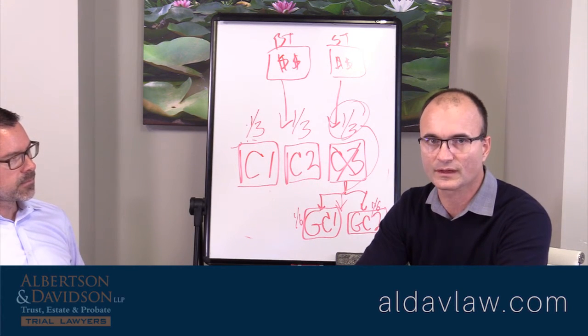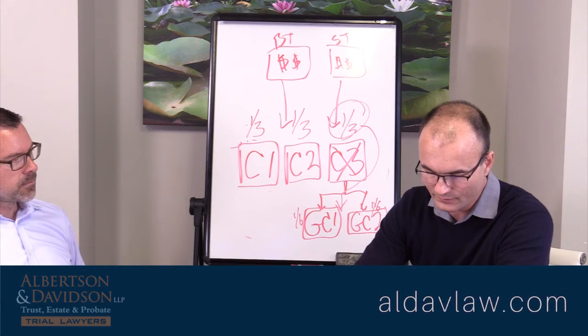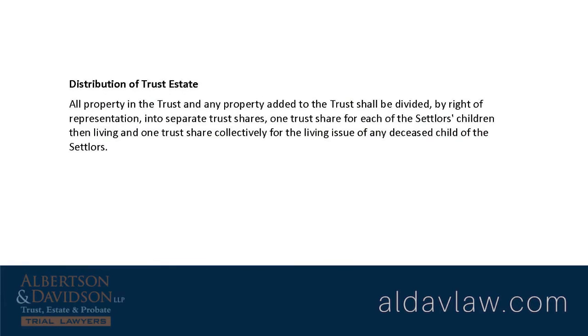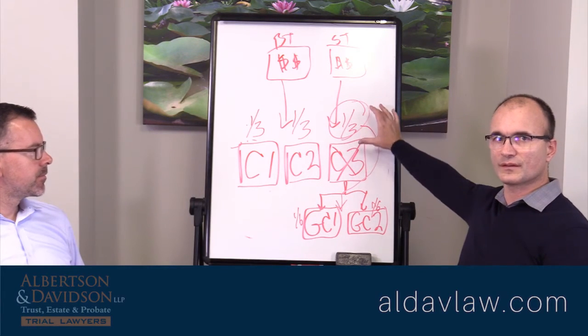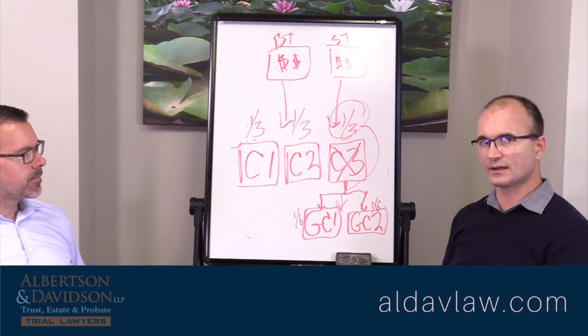Let's take a look at the language one more time, where it says it's going to be divided by right of representation to separate trust shares. That's the second line down. One trust share for each of the settlors' children then living, and one trust share collectively for the living issue of any deceased child of the settlors. So that's what we're getting at with this diagram: this is the deceased child of the settlor, so that share is just going to pass down to the grandkids.